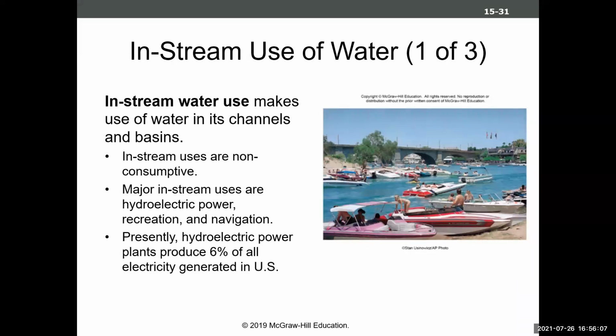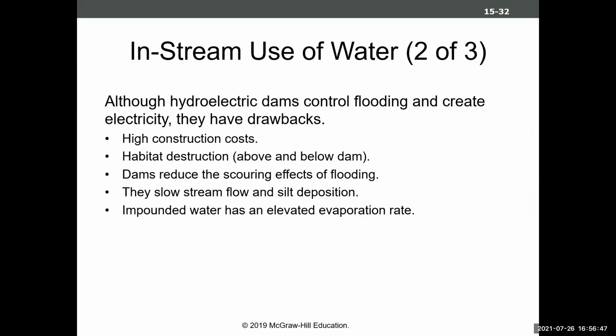Now, the final use of water is in-stream water use. So this is using the water, say, in streams and lakes and canals and in river basins, etc. And these are non-consumptive. So you're basically using them for recreation, for transportation, or for hydroelectric power, like we mentioned when we were talking about energy types, when we talked about hydropower producing electricity. Currently, hydroelectric power plants produce 6% of all electricity generated in the US, so that in-stream water use is a big deal when it comes to the energy sector.